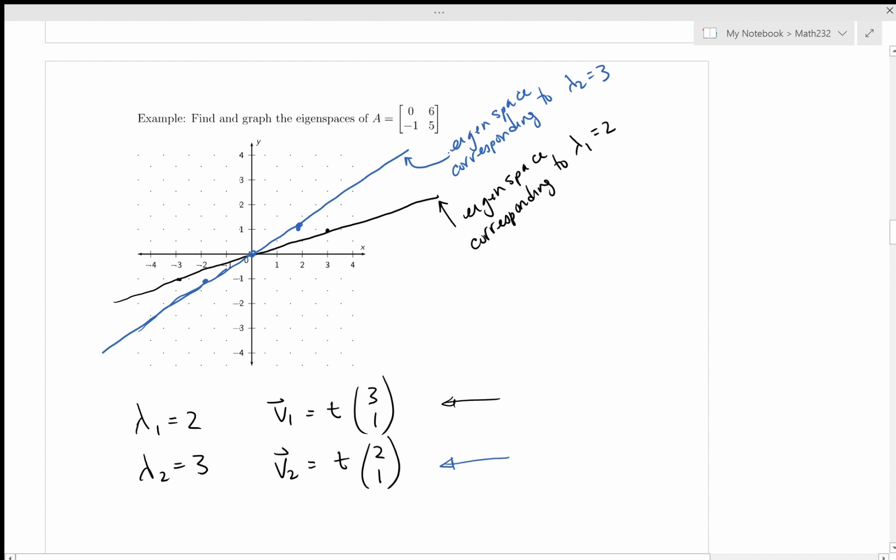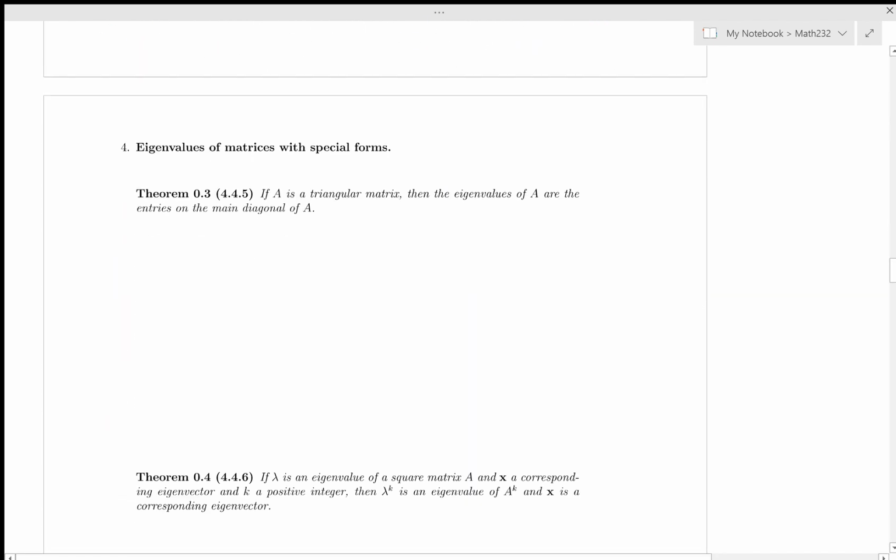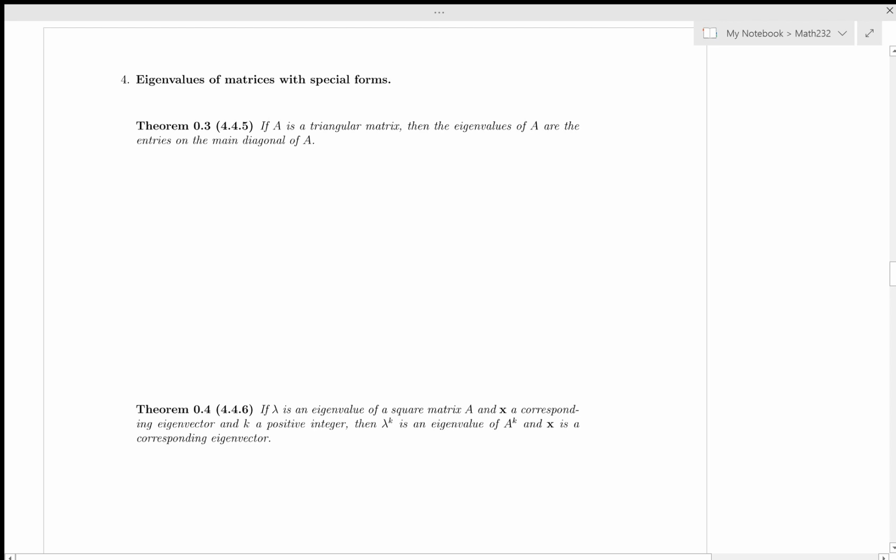Okay, so what we've seen: eigenvalue, eigenvector, eigenspace. Now we're going to take a bit of a diversion. It's not really a diversion, but we're going to consider what happens when we have our special matrices. We've seen different types of special matrices, and for some of them, it's very easy to get the eigenvalues. If we have a triangular matrix, the eigenvalues are the entries on the main diagonal. That is a very nice feature, very fast to get at those.